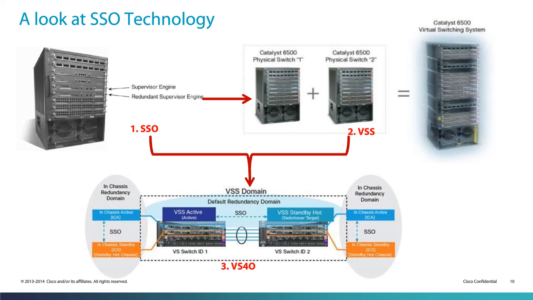VS40 enables the supervisor modules to maintain two different redundancy relationships. One primary redundancy relationship, which is always across chassis and is maintained for the overall VSS, and a secondary redundancy relationship maintained within the local chassis. VS40 in effect provides 1+1 redundancy across two chassis and also 1-to-1 redundancy with the local chassis.